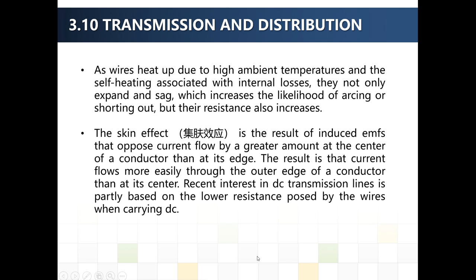The skin effect is the result of induced electromotive forces that oppose current flow by a greater amount at the center of the conductor than at its edge. The result is that current flows more easily through the outer edge of the conductor than in its center. The recent interest in DC lines is partly based on the lower resistance posed by the wires when carrying DC. Now, we complete section 3.10.